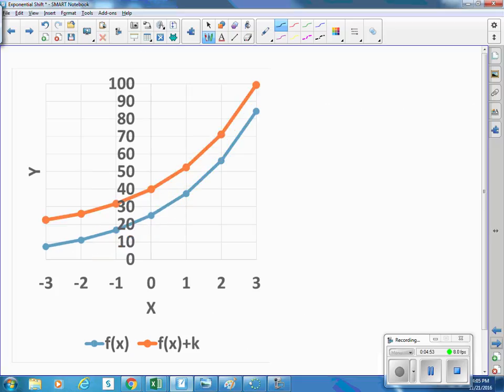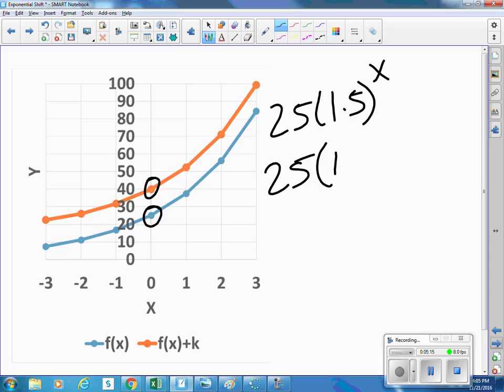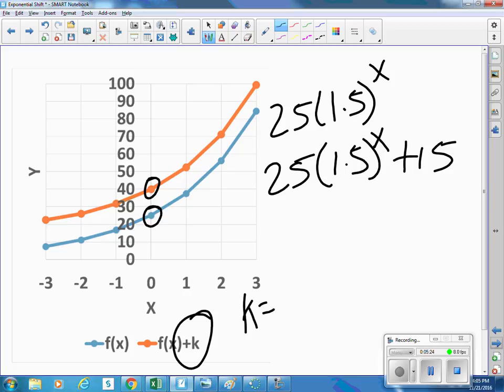Now the original function crosses the y-axis at 25. So the original function says 25 times 1.5 raised to the x, and this one is 15 higher. So 25 times 1.5 raised to the x plus 15. So to find out what k is outside the parentheses, k would have to be 15.